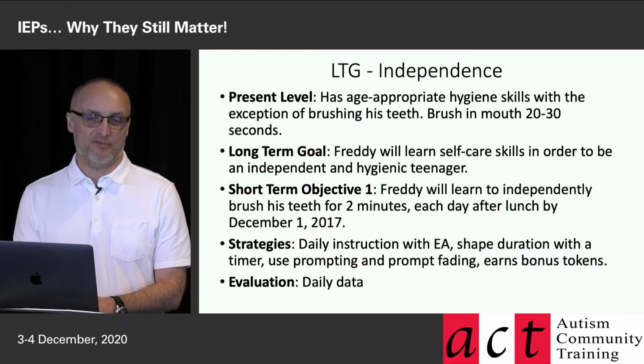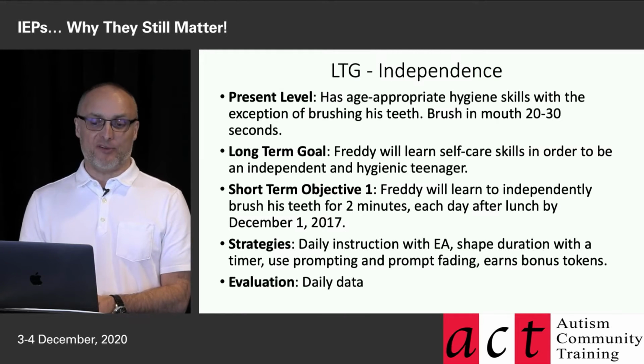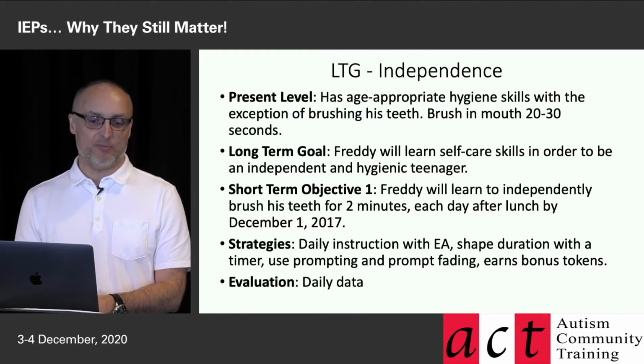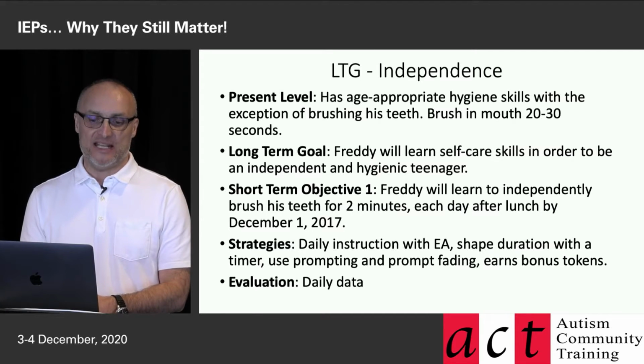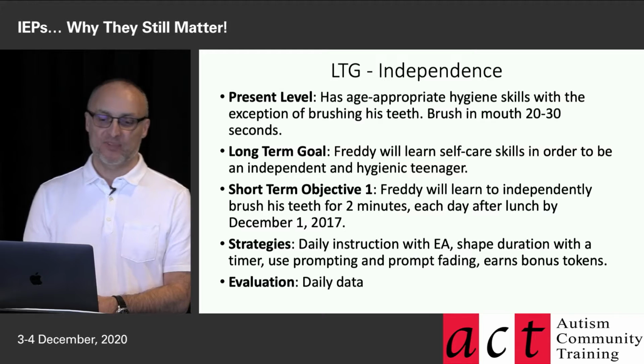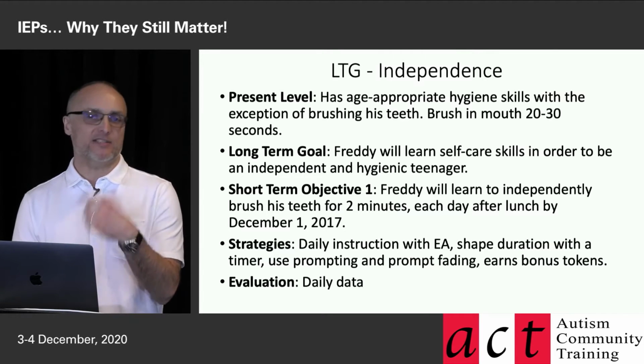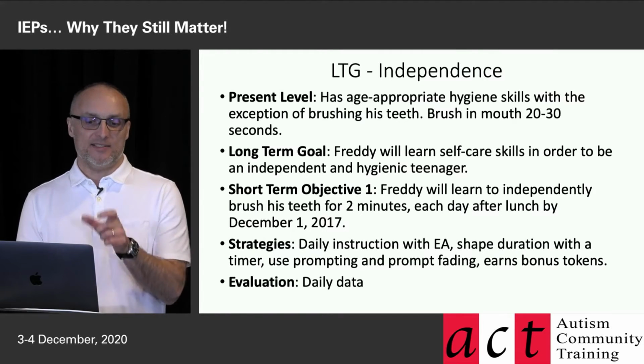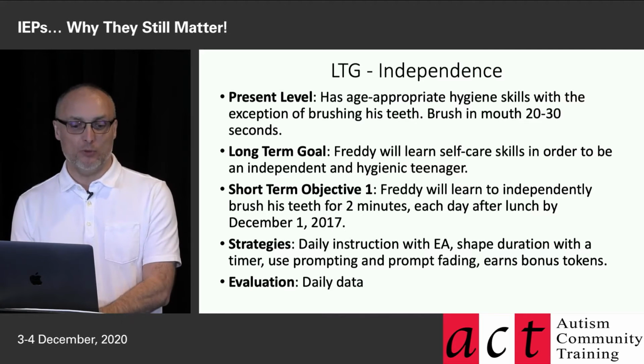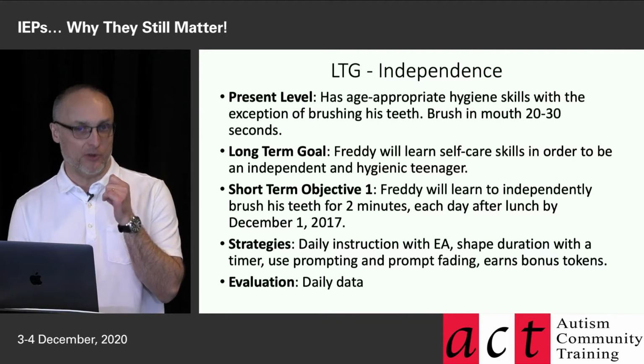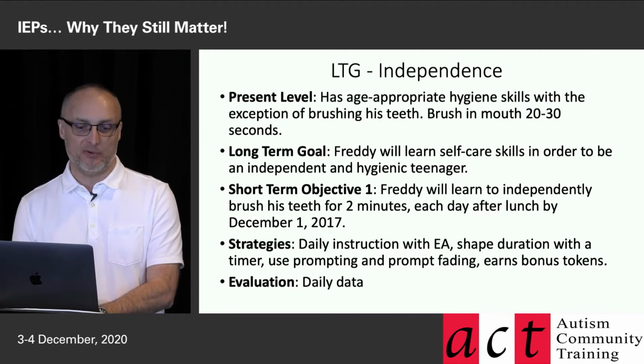The short-term objective to reach the long-term objective is that Freddie will learn to independently brush his teeth for 2 minutes each day after lunch by December 1st, 2017. So independently implies 100%. Context is after lunch. What will he do? Keep the toothbrush in his mouth for 120 seconds by December 1st.